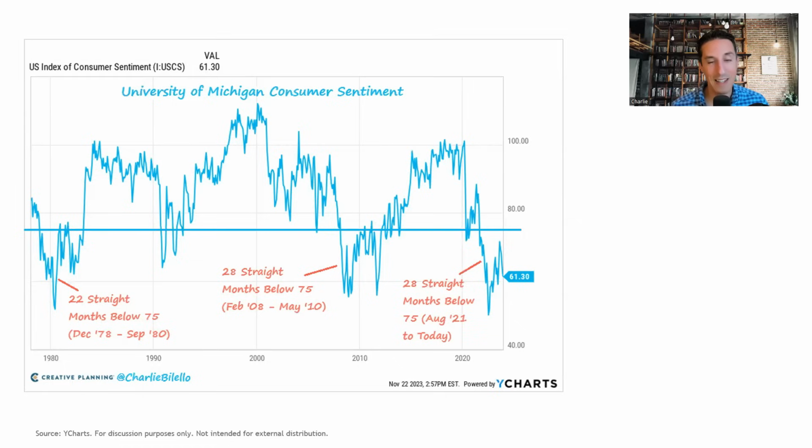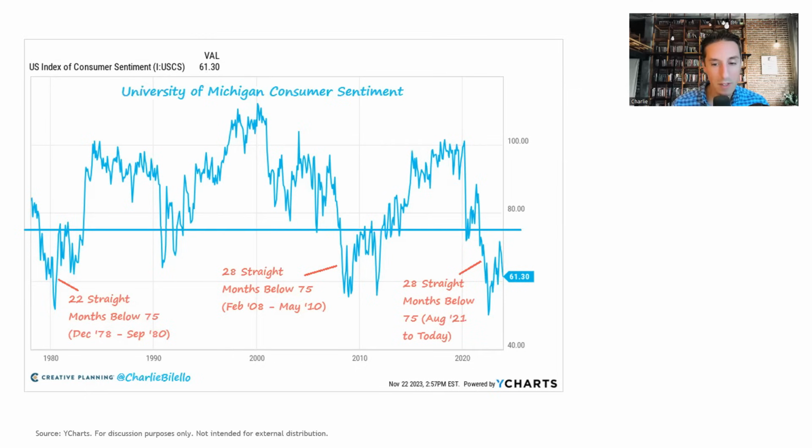Consumer sentiment is still pretty negative here, which is kind of remarkable, given that they still seem to be spending money, and especially on experiences. We have 28 consecutive months now where this consumer sentiment index has been below 75, and that ties the record for extreme negative sentiment from 2008 to May 2010. So this has been an incredibly long period of negative sentiment without so far a recession.